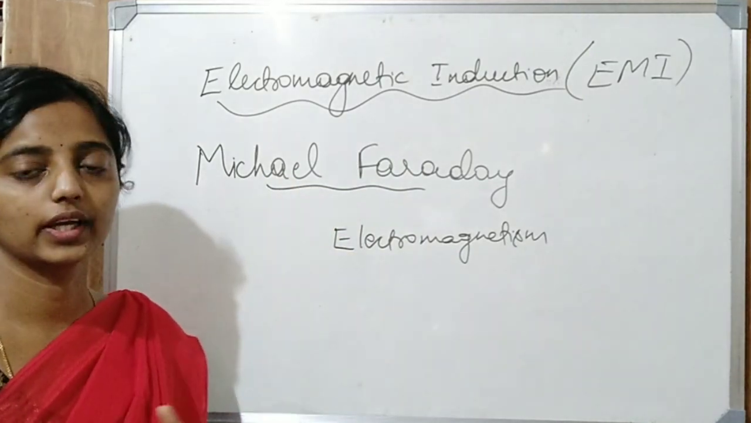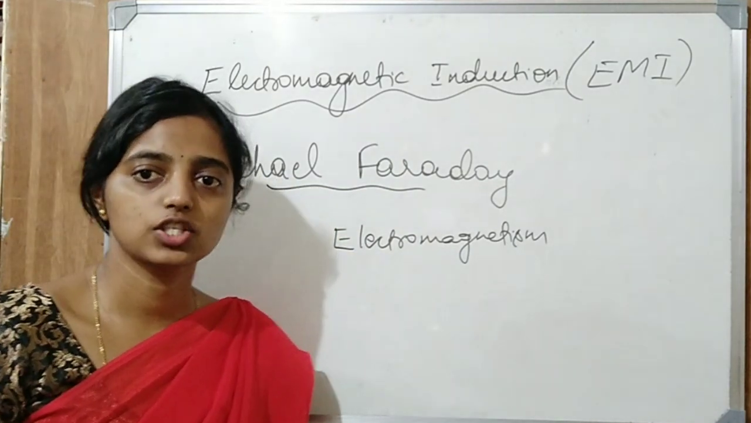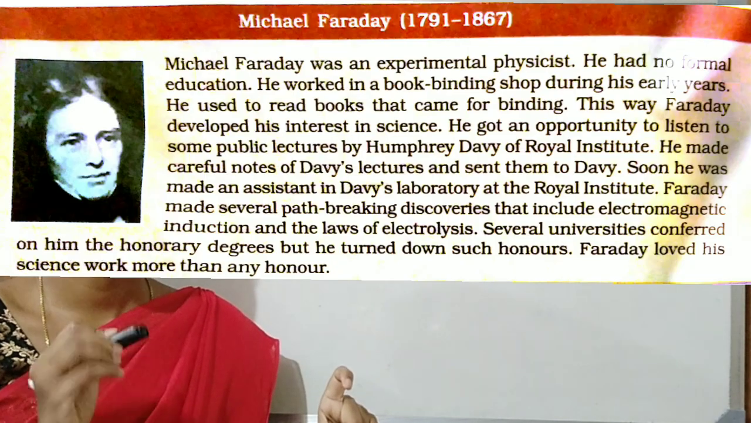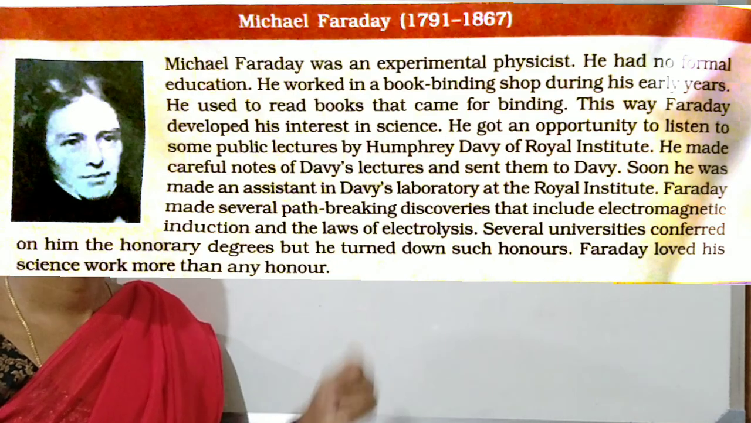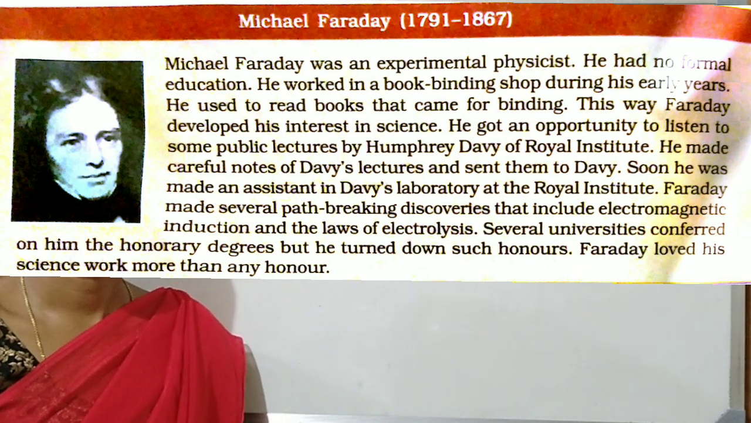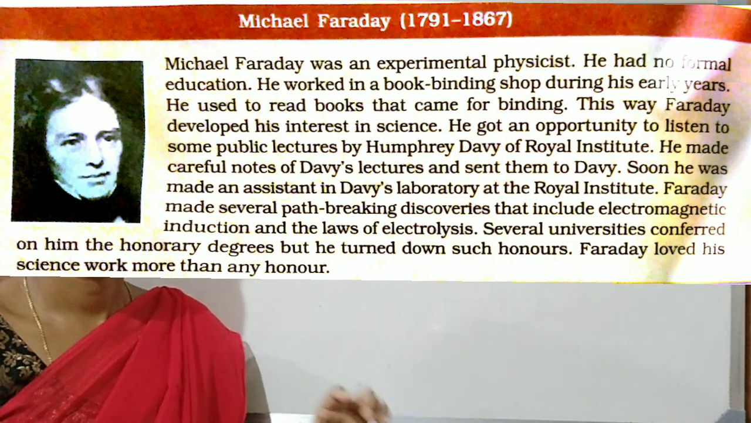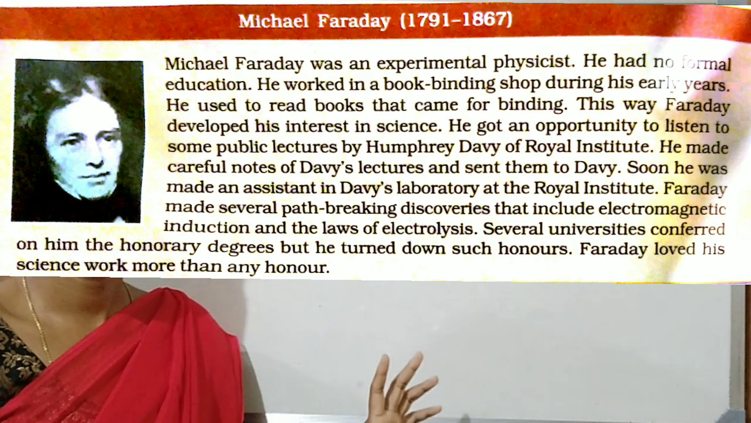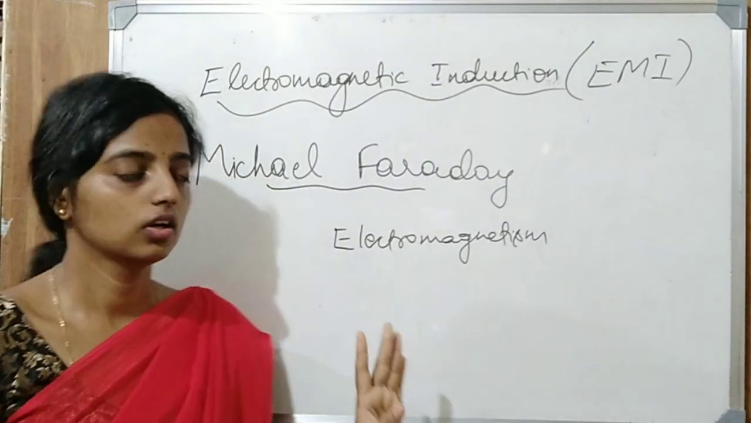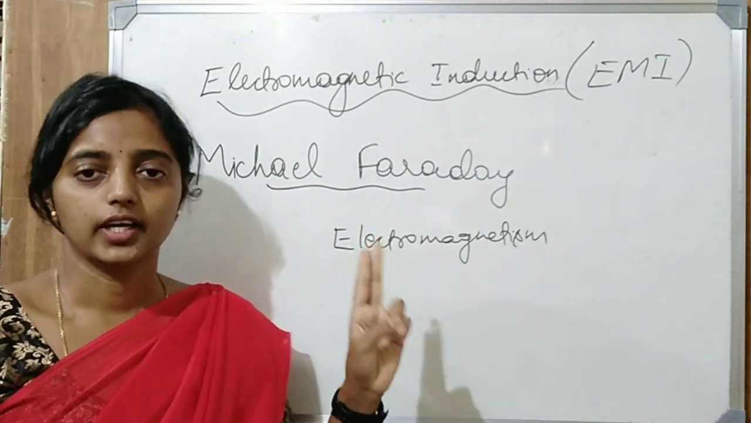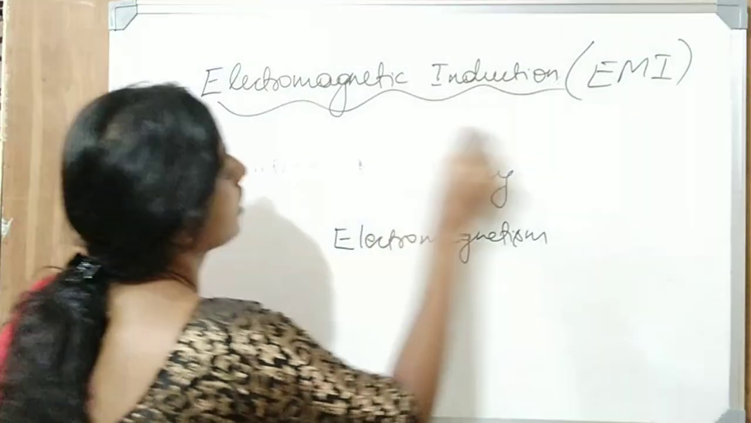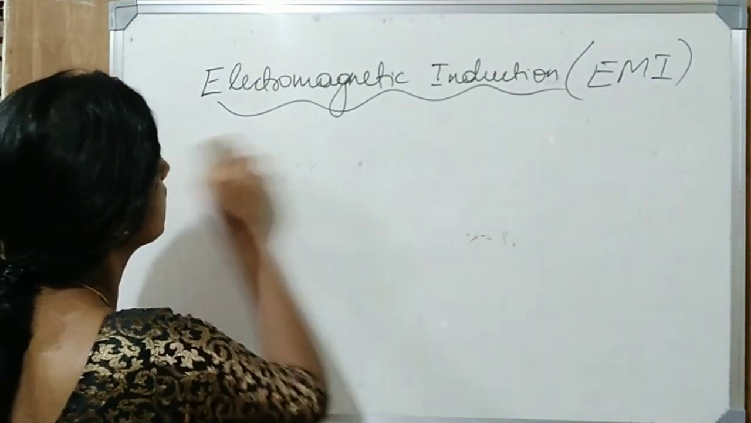In the textbook they have given a short biography, or short details, about Michael Faraday. Read this: how he started his interest in science, then how he became a physicist, everything in a small paragraph. Read that one. Okay, now we understood about Michael Faraday and the 2 points. Now let us see what is electromagnetic induction.